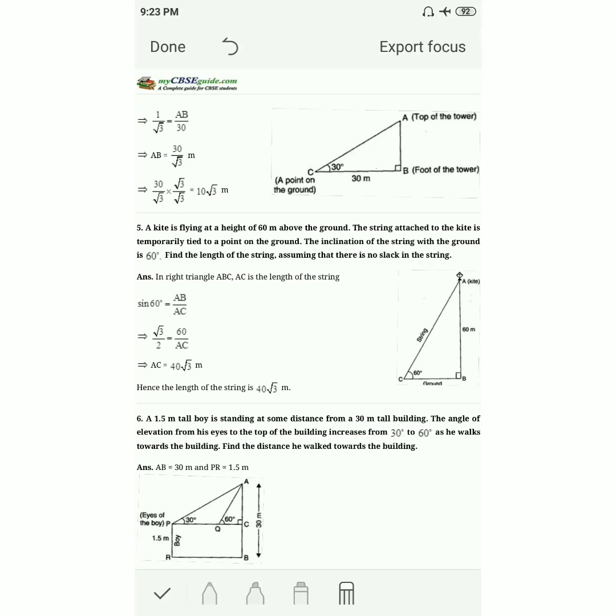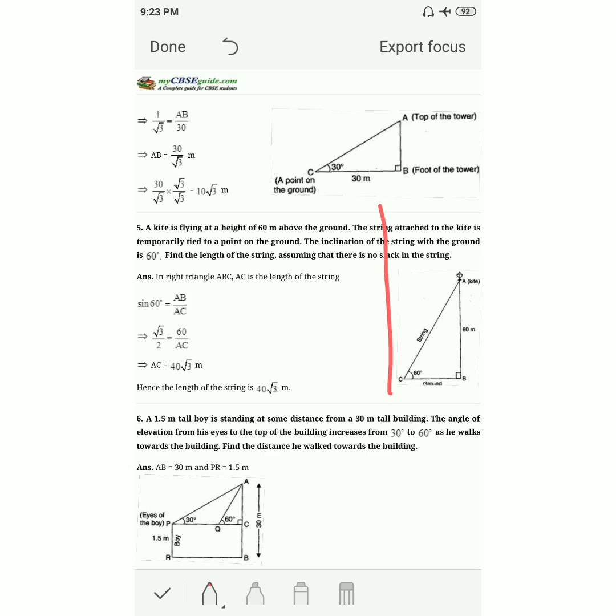Question number 5. A kite is flying at a height of 60 meter above the ground. The string attached to the kite is temporarily tied to a point on the ground. The inclination of the string with the ground is 60 degree. Find the length of the string assuming that there is no slack in the string. So we can show our string by one straight line because there is no slack in the string. That's why.